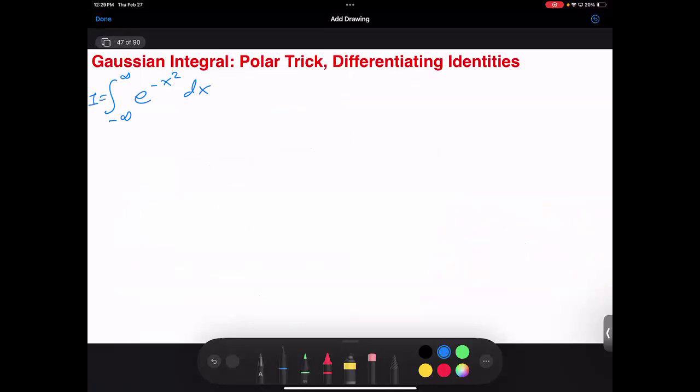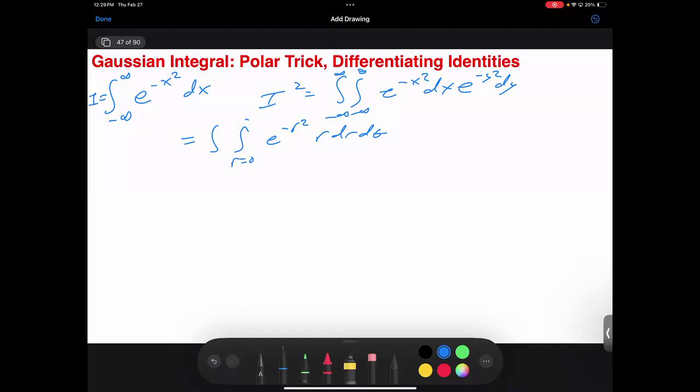Everyone has seen this? So I can do it very quickly. I squared is the double integral from minus infinity to infinity of e to the negative x squared dx, e to the negative y squared dy. Everybody's seen polar coordinates, so we write this as the integral of e to the negative r squared r dr d theta. R goes from 0 to infinity, theta goes from 0 to 2 pi. And this we can do. And when the dust settles, we get 2 pi.